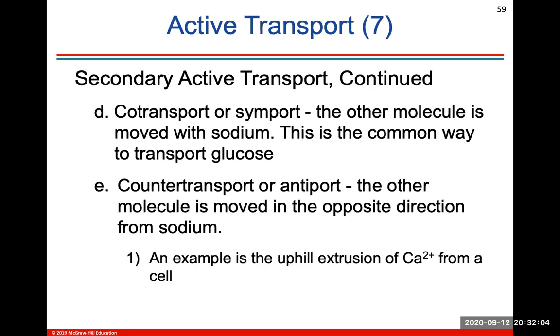Co-transport, or symport, is when the other molecule is moved in the same direction as sodium, and this is a common way to transport glucose. Counter-transport is when the other molecule is moved in the opposite direction from sodium. So basically, secondary transport can be co-transport or counter-transport. Co-transport means the molecules move with the sodium in the same direction, and counter-transport means the molecules move in the opposite direction as sodium.